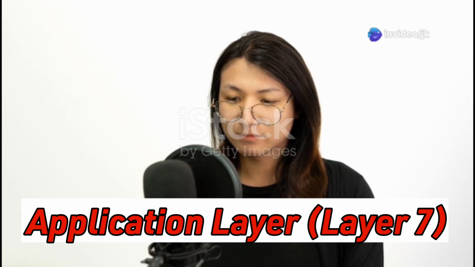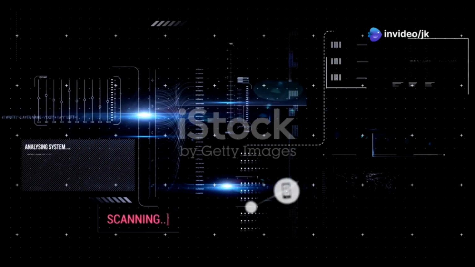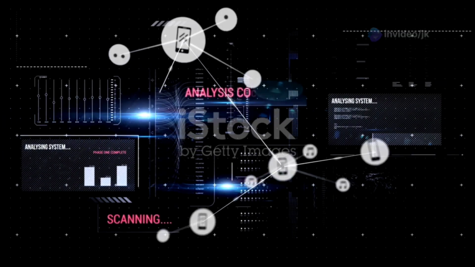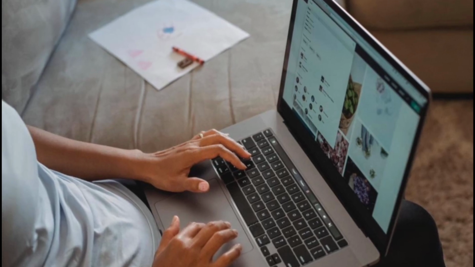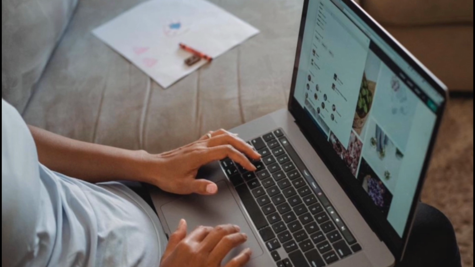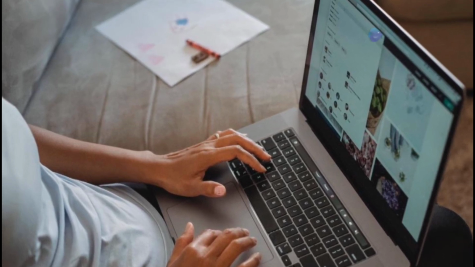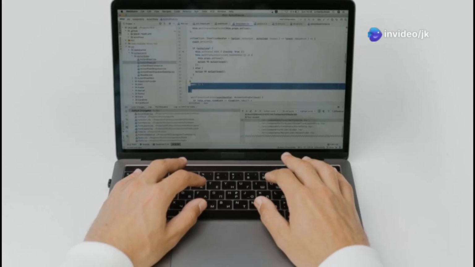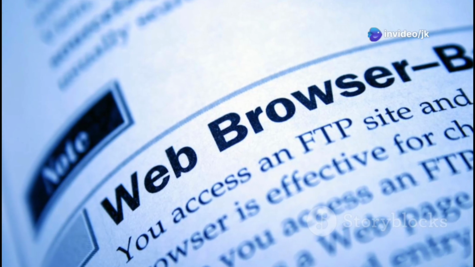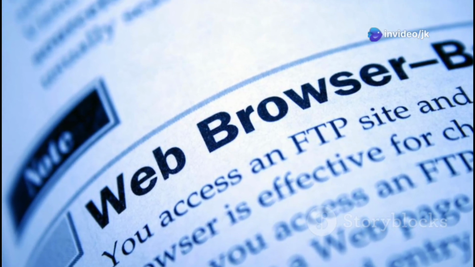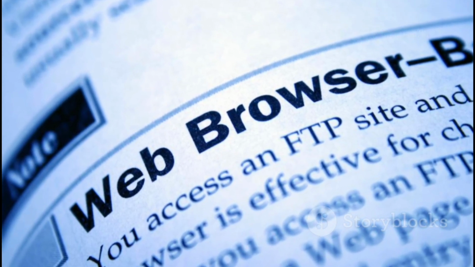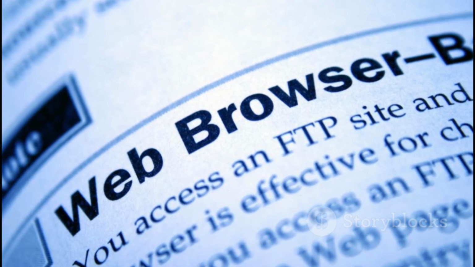Section 8. Interfacing with Applications, Application Layer, Layer 7. Finally, we reach the top layer, the application layer. This is the layer that interacts directly with user applications like web browsers, email clients, and online games. It's the interface between you and the network. The application layer provides services like file transfer, FTP, email, SMTP, and web browsing, HTTP.